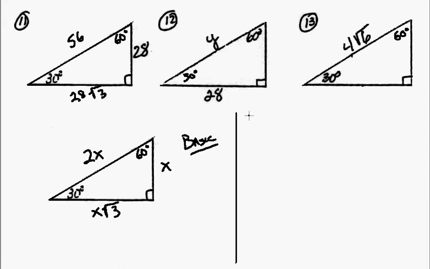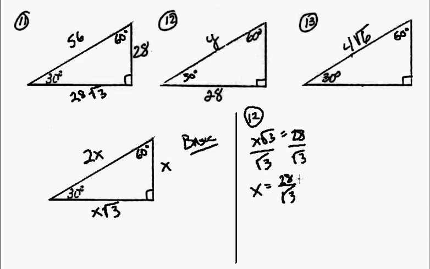All right, so on number 12 we see that x square root of 3 is equal to 28. So if I divide both sides by the square root of 3, then I have x is equal to 28 over the square root of 3. Getting rid of the radical in the denominator, multiplying through by a form of 1, I wind up getting x is equal to 28 square root of 3 over 3. And I'm done. So that's what this side is.